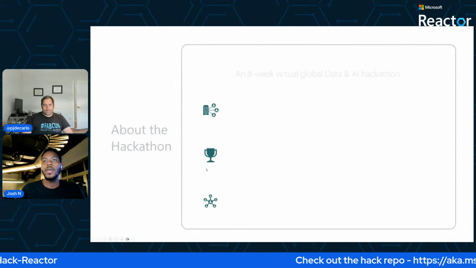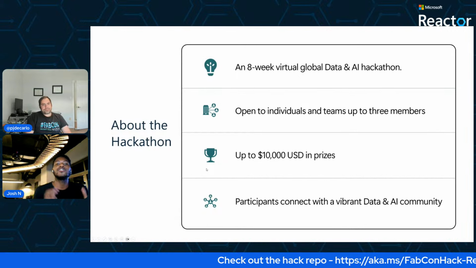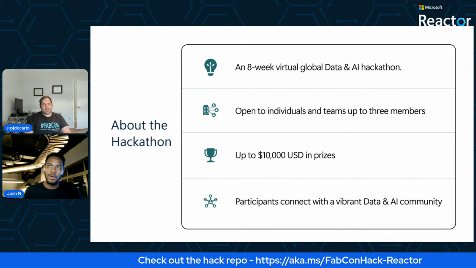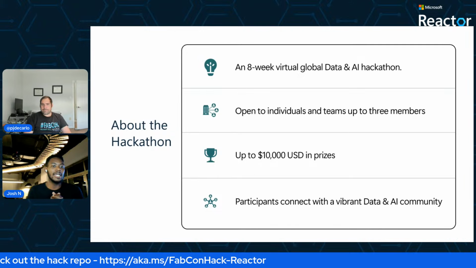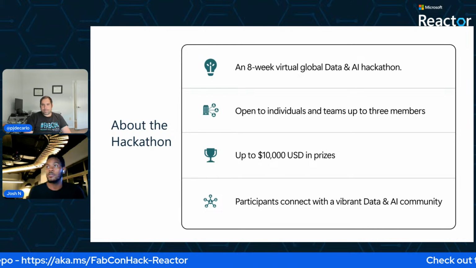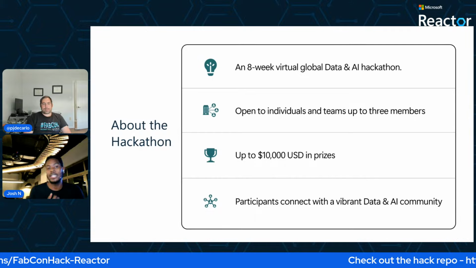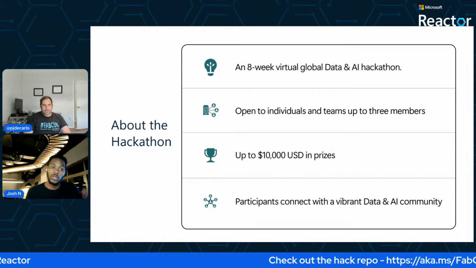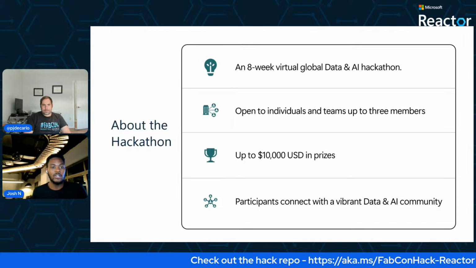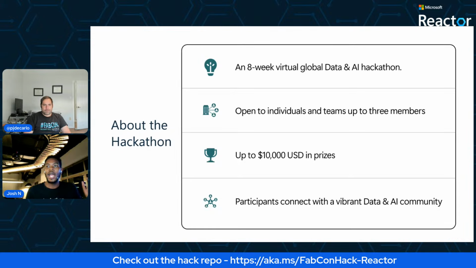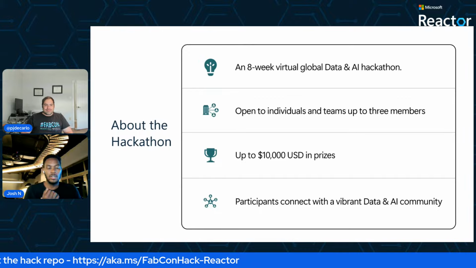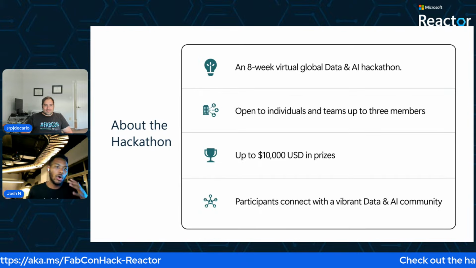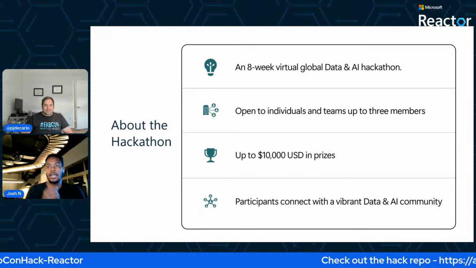But before we get started with our agenda, just a quick recap about this hackathon. This has been an 8-week virtual global data and AI hackathon focusing on Microsoft Fabric. It's been open to individuals and teams of up to 3 members. So you can hack solo, or you can join a team of 3 team members. And we have prizes worth up to $10,000 US. And we'll look at how all of these are divided across the various categories.